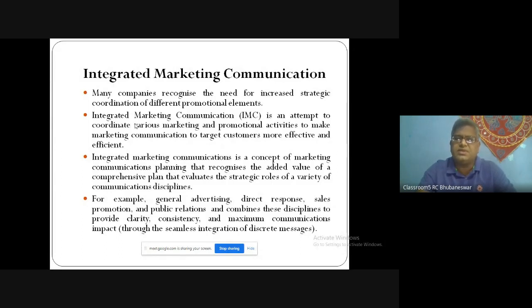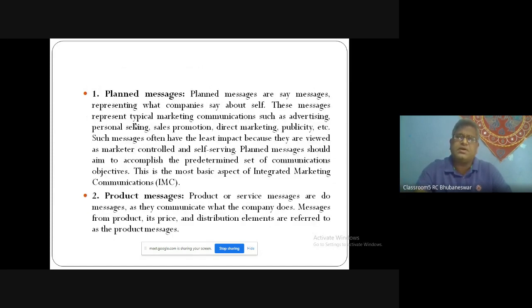Integrated marketing communication is an attempt to coordinate the various marketing and promotional activities. It means effective and efficient marketing can be successful when you coordinate the various marketing and promotional activities. Proper planning and a comprehensive plan are necessary, with a variety of communication disciplines like advertisement and public relations. There should be clarity, consistency and maximum impact upon the customer.